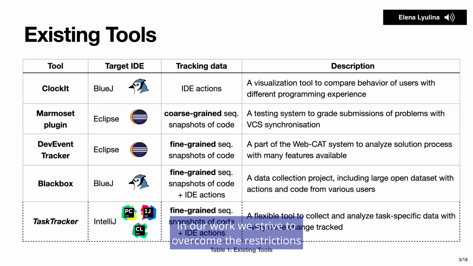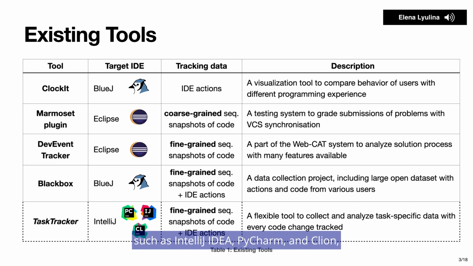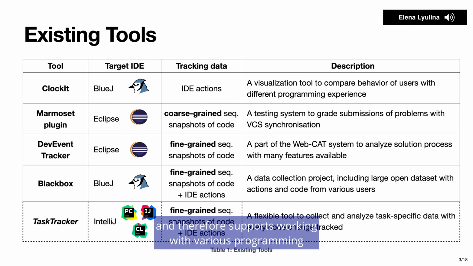In our work, we strive to overcome the restrictions of the existing tools and present a tool called Task Tracker. To extend the user's audience, it is designed as a plugin for IntelliJ-based IDEs, such as IntelliJ IDEA, PyCharm, and CLion, and therefore supports working with various programming languages, such as Java, Kotlin, Python, and C++. This tool collects snapshots of every code change and user actions together with the information about currently solving tasks.